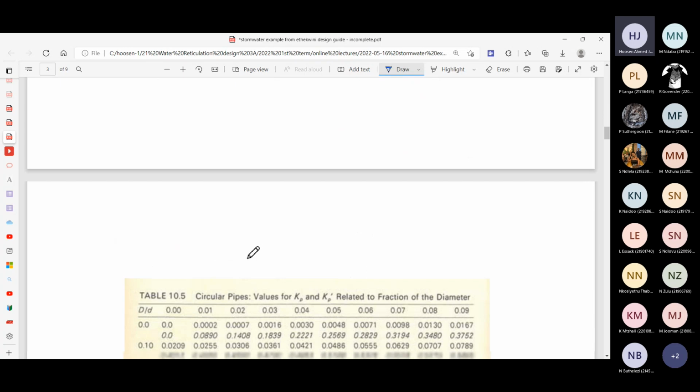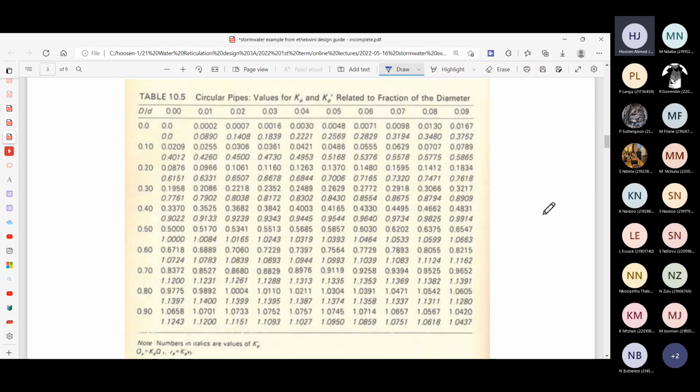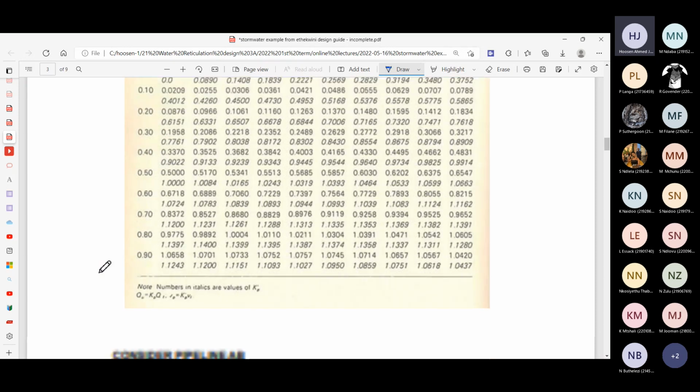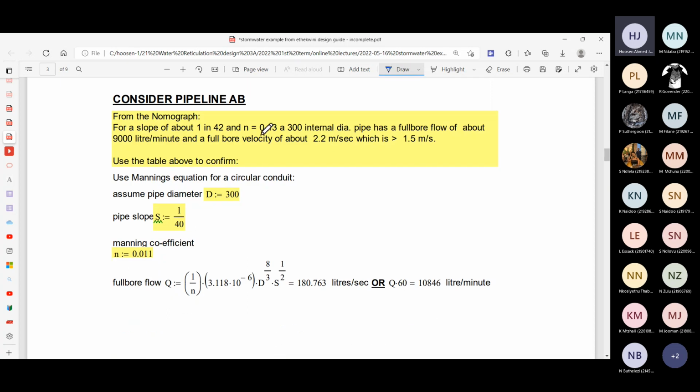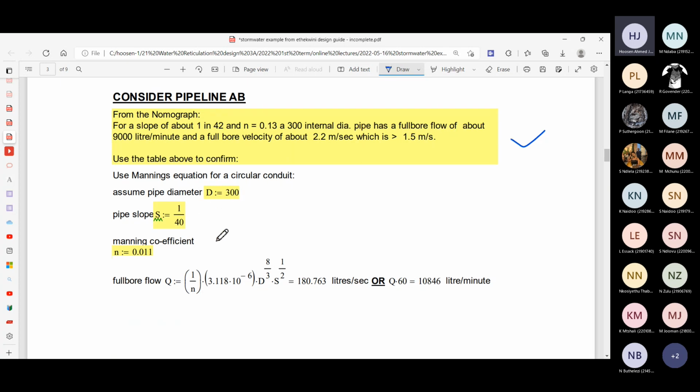You can use that. You can then also check the flows using the same thing, exactly what you used in sewer design. You can then use this table here also, and you would then come up and you can confirm. You can then go ahead to design that pipeline AB. And that's what you see in my calculations I've got here. I'm showing you from the nomograph what we've done here, all those similar to what you've done in the sewer calculation. The slope, we're assuming a pipe diameter of 300.